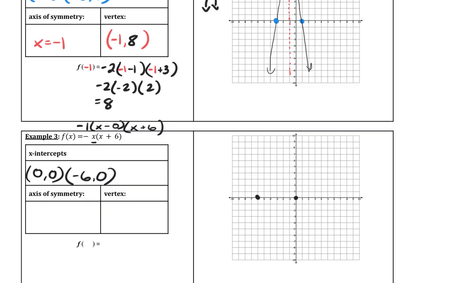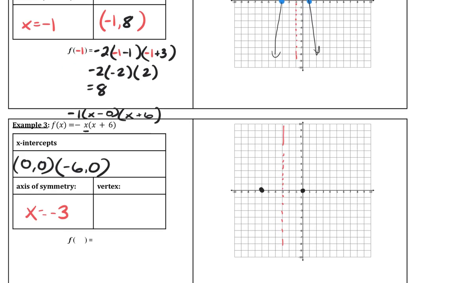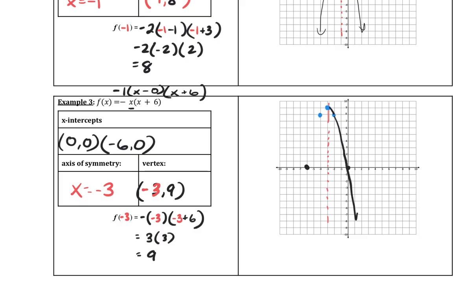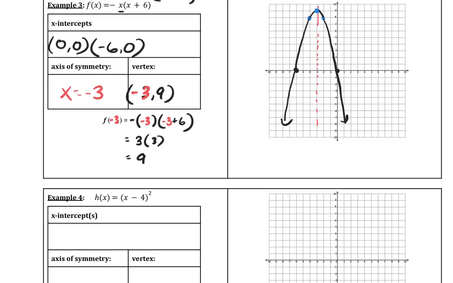My axis of symmetry is halfway in between, so it's going to be this guy. And we're going to go ahead and plug that into f of x. You go ahead and do that and check your work. So I got (-3, 9). Go there, (-3, 9). Okay, if you want to use your slope, we've got over 1, down 1, and we can go ahead and connect all these dots. Okay, there you go.